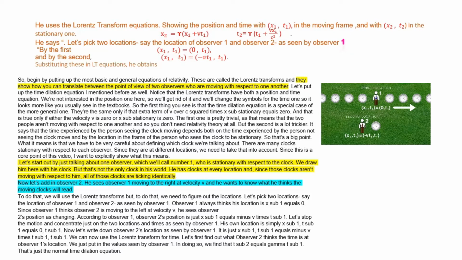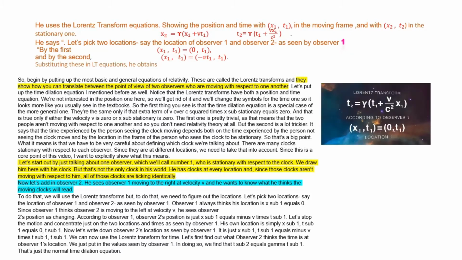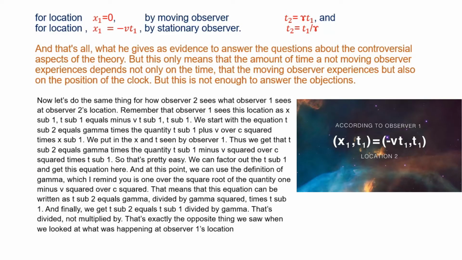We can now use the Lorentz transforms for time. Let's first find out what observer 2 thinks the time is at observer 1's location. We just put in the value seen by observer 1. In doing so, we find that t sub 2 equals gamma t sub 1. That's just the normal time dilation equation. For location x sub 1 equals 0, by the moving observer, t sub 2 equals gamma times t sub 1, and for location x equals minus v times t sub 1, by the stationary observer, t sub 2 equals t sub 1 over gamma.